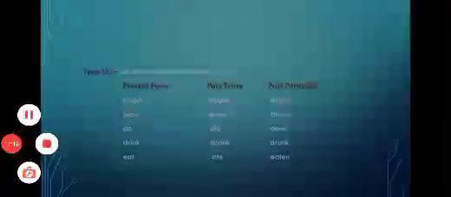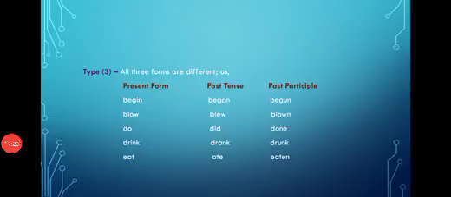Blow, present form. Blew, past tense. Blown, past participle. Do, present. Did, past. Done, past participle. Drink, present. Drank, past tense. Drunk, past participle. Eat, present form. Ate, past tense. Eaten, past participle.